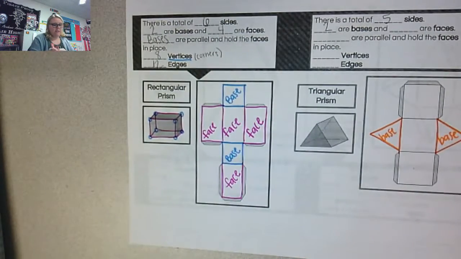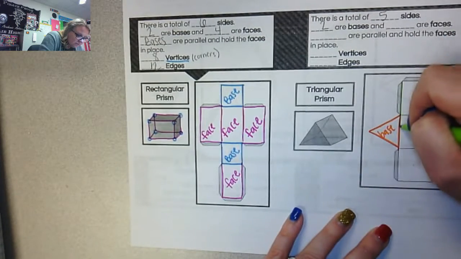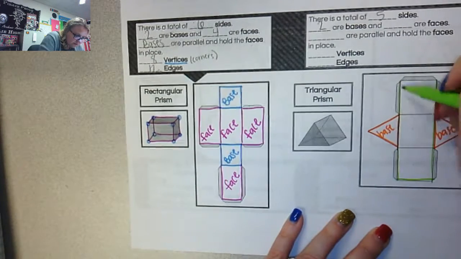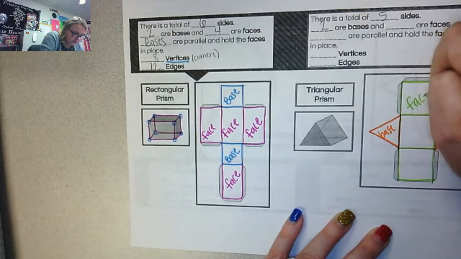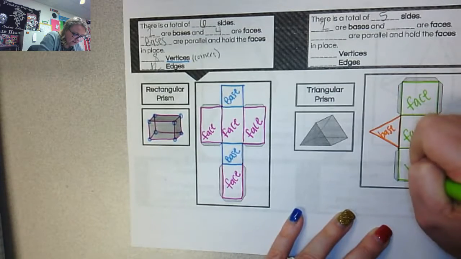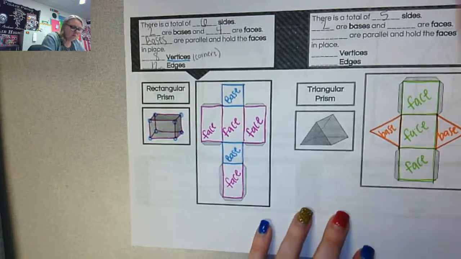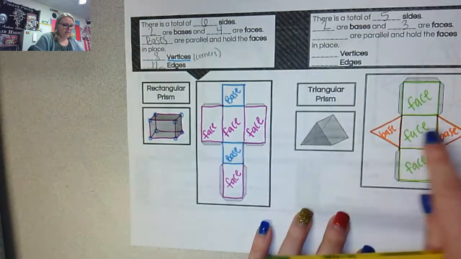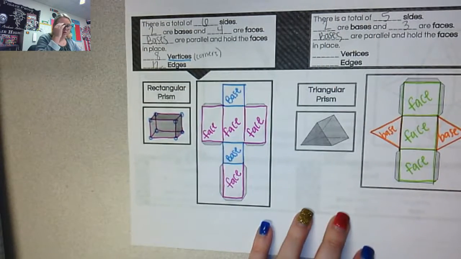Since those are our bases, that means that they're holding our faces together. And our faces, we have a total of 1, 2, 3. So go ahead and label it face, face, face. So you have a total of 3 faces. Bases are parallel and hold the faces in place. So that's your 2 triangles. Your bases are parallel and hold your faces together.